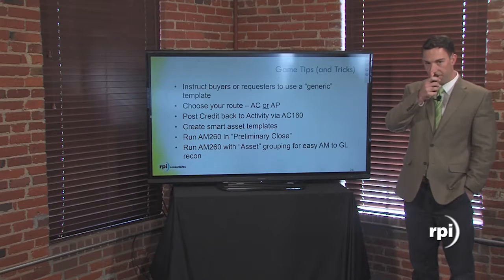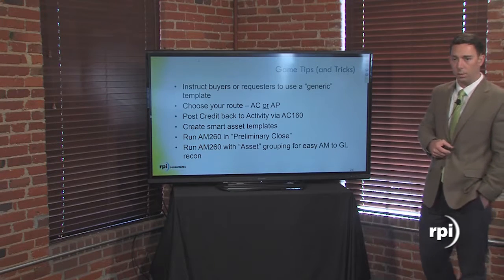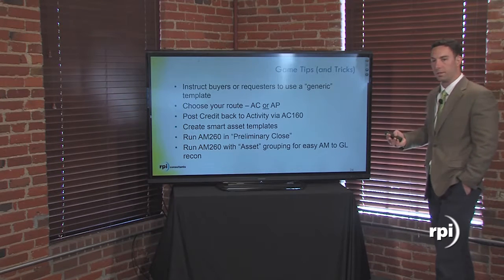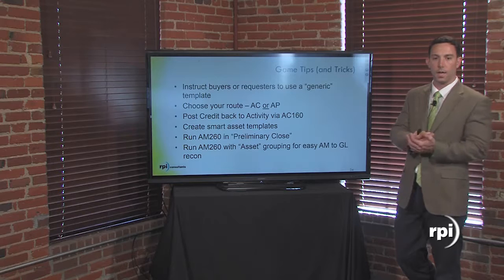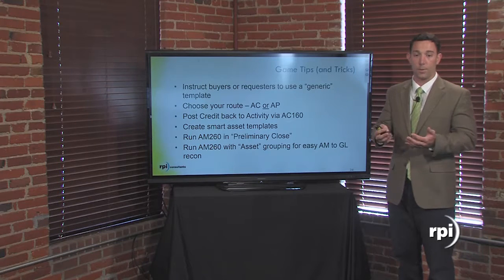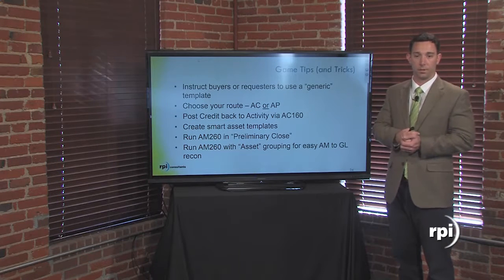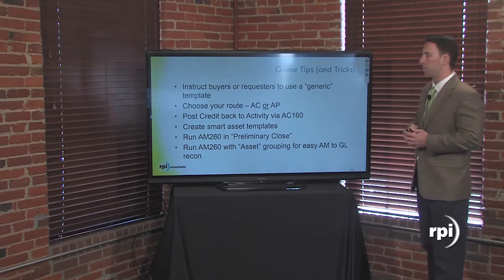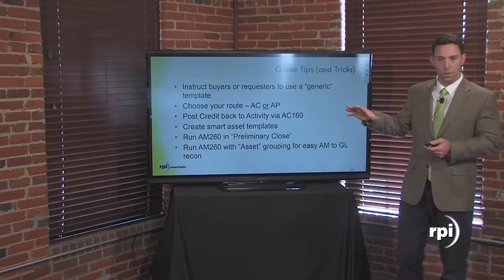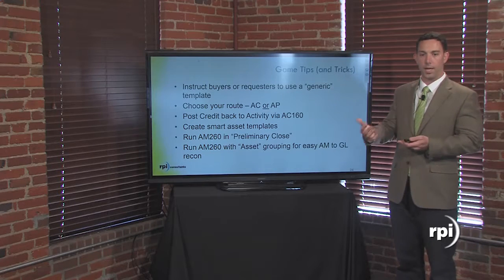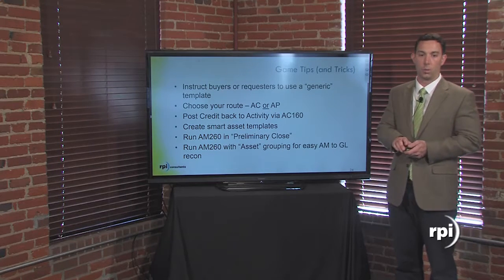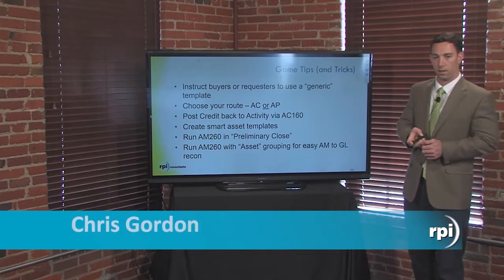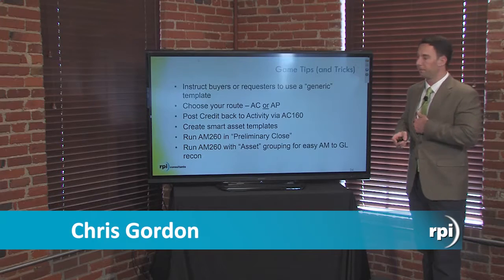Okay, so a couple tips and tricks. We saw this before, right? Requesters, their job isn't necessarily to know the asset life or the asset type for an asset or a capital purchase. Their job is, well, they want something, right? So we instruct them to use a generic template, which is going to flow through the whole req to PO to AP to AM, in which case your asset accountant can go back and reclassify that asset when it gets to him or her.